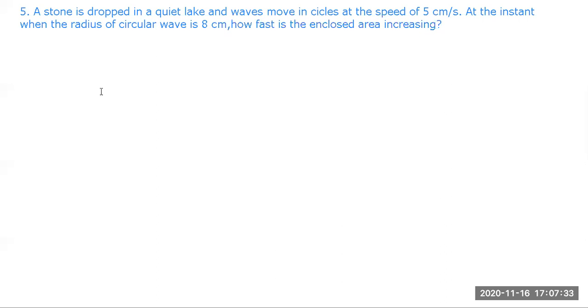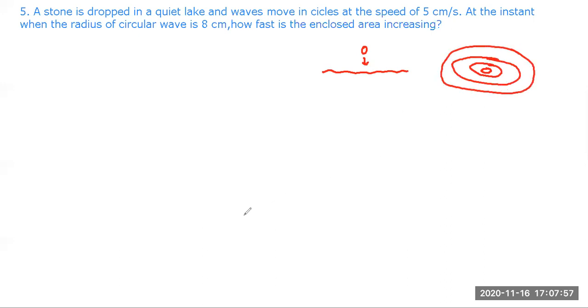Sometimes if you don't understand, then we may just draw a simple picture. So there is water and a stone is dropped into this. This is how the ripples come. So this distance is what he's talking about, 5 centimeters. That is how the waves move in circles at the speed of 5 centimeters per second.